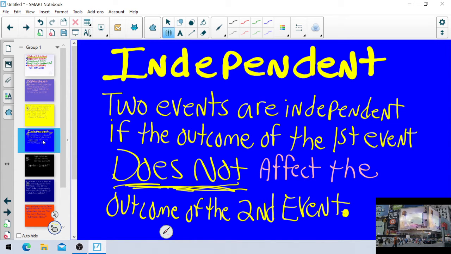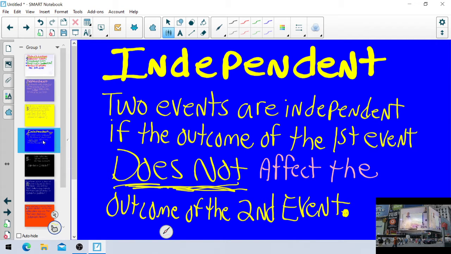Independent. Two events are independent if the outcome of the first event does not affect the outcome of the second event. And so, I'm independent. I don't need anybody. I'm independent. You see the difference? Dependent? Okay, I'm dependent on that person. Or independent, I don't need anybody. You got it? That's the difference between dependent and independent. Independent, again, does not affect the outcome of the second event.